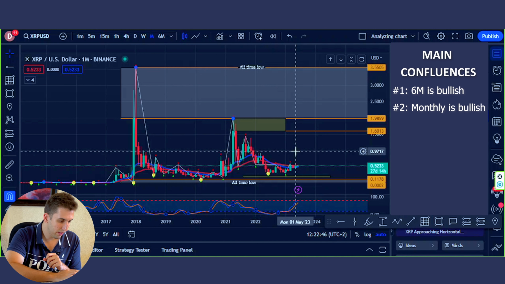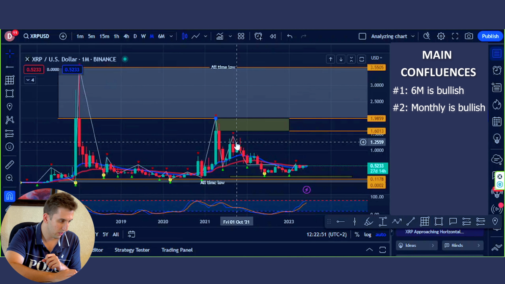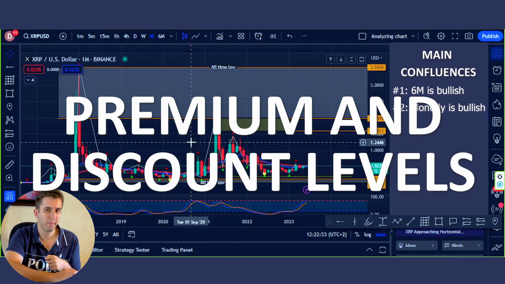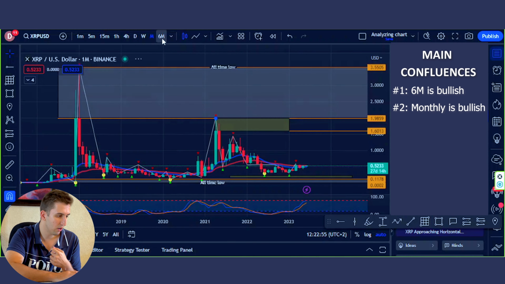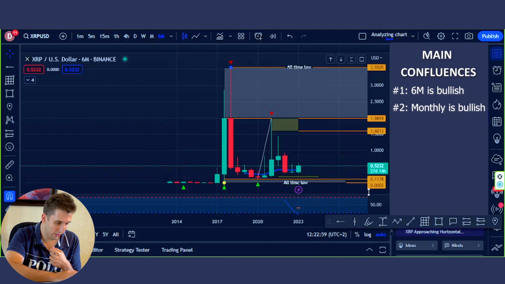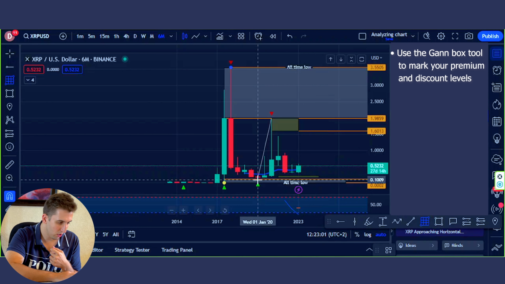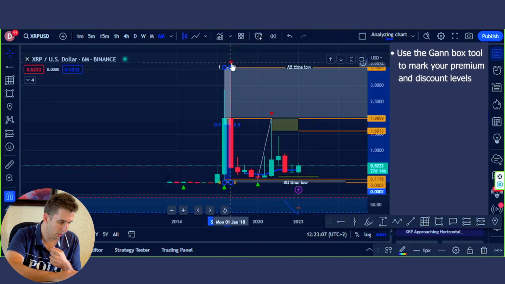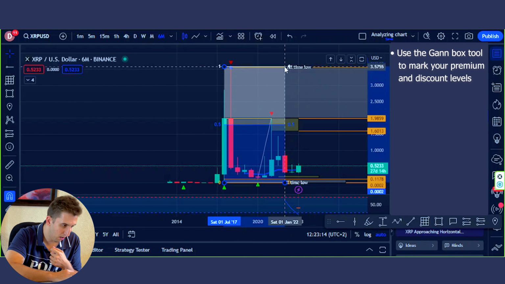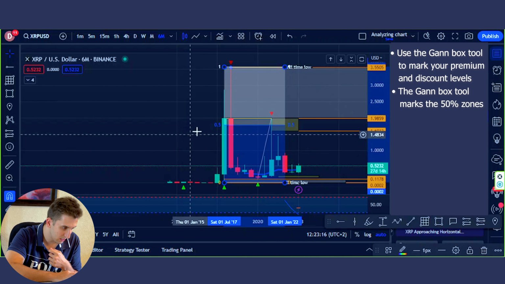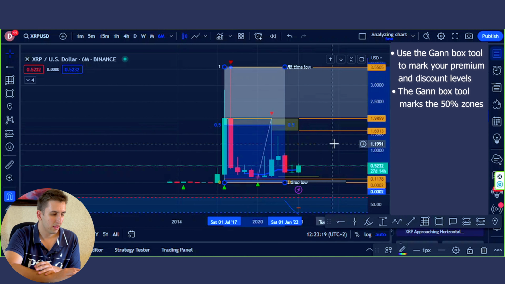So now that I've done that, we can also look at it in terms of premium and discount levels. So if I go back onto my 6 monthly time frame, I use this tool called the Gann box tool, and basically I take it from the bottom to the top. It marks the 50% zone. So if you can see here, it says 0.5. Think of it like this.